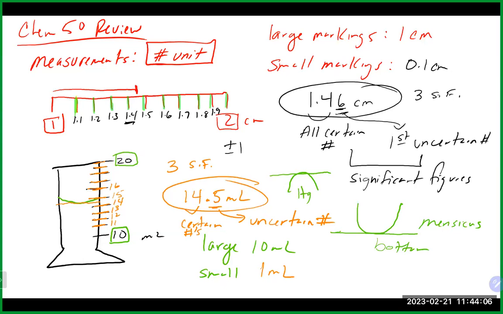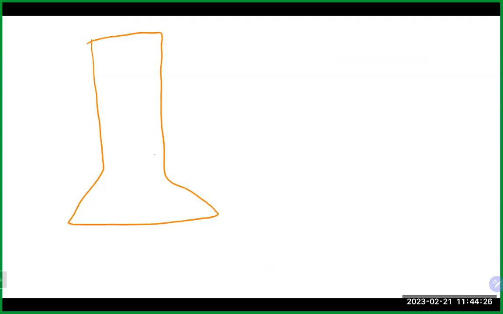Now, in most cases, as you may be familiar with, you can typically take your reading to one more place to the right of the smallest marking. Not in all cases. So for example, if we had something, say, like this, something like that. And we'll put our liquid right about there.